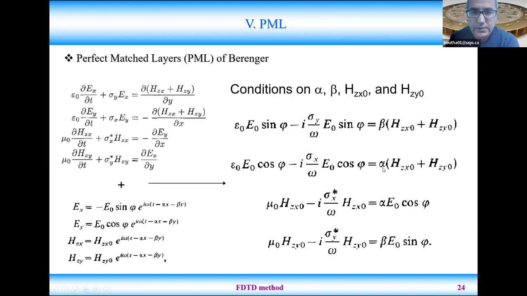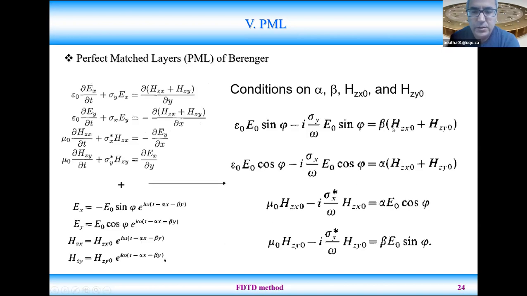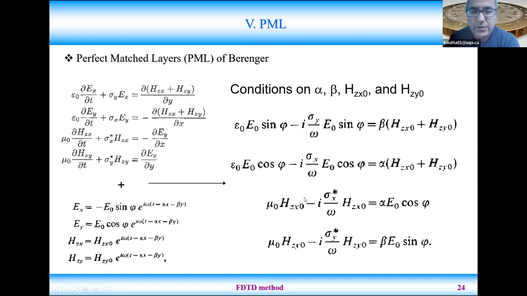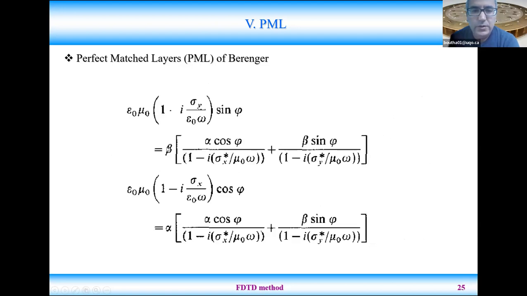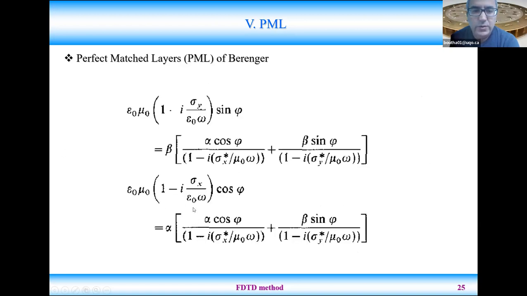If you divide this by this, then you remove HZ0. But here you have only beta, you don't have alpha. What we do actually, you replace HZX0 here. You can replace from within this using these two equations, you will replace them here. And by doing that, you're going to have this equation. So you can do it for these two equations, and you're going to have these two equations.